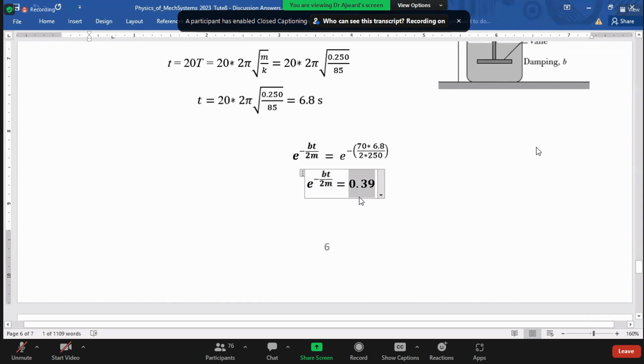amplitude after 20 cycles will be about 0.4 of the initial amplitude. So as you can see, the amplitude is 0.39, so the amplitude decreases. As the time increases, amplitude decreases. So this is the ratio that the question asked. Any questions there?